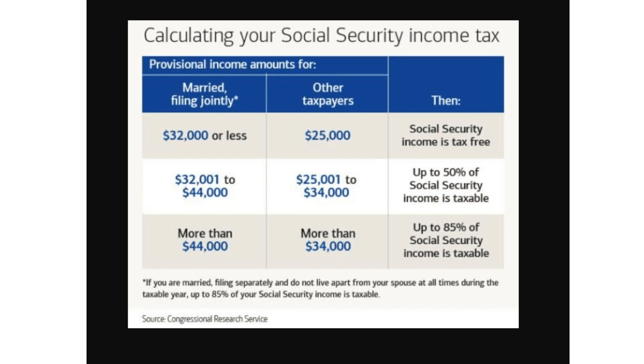But you can see, if you're a married filer, any of your income, this is taxable income, earned or unearned, over 32,000 is going to become up to 50% taxable. And then once you exceed 44,000, up to 85%. Obviously, if you're a single filer, it's less. 25,000 is the threshold, up to 34,000, and then anything above 34,000, up to 85% of that benefit becomes taxable.